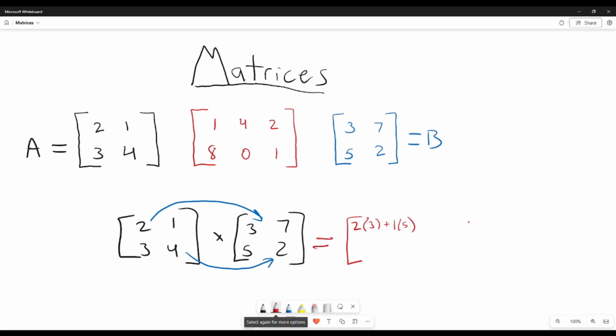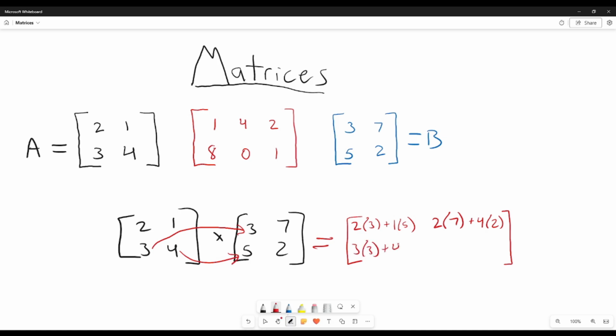And that's going to be the second element. Moving down to our next row, we've got 3 times 3 plus 4 times 5. And finally 3 times 7 plus 4 times 2.